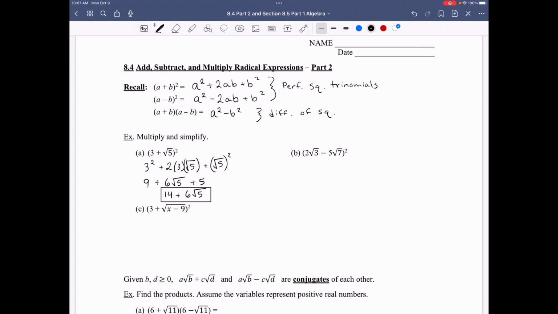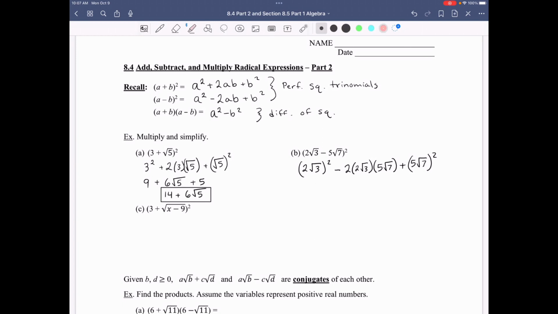On this next one, we're going to use the same process. It's a perfect square trinomial. So we're going to square the first term, minus, we're going to double, and then the last term is squared, and since it's squared it becomes positive, so 5 square roots of 7 squared.